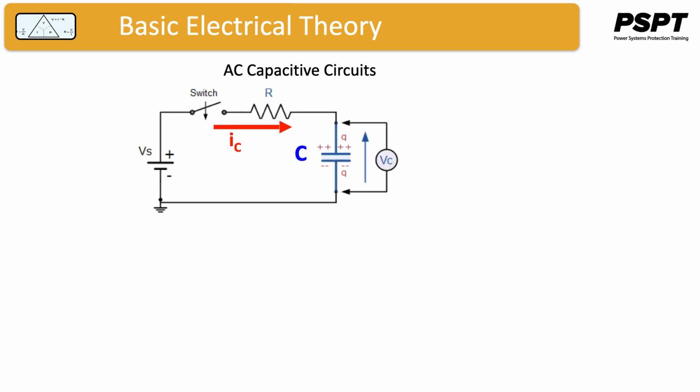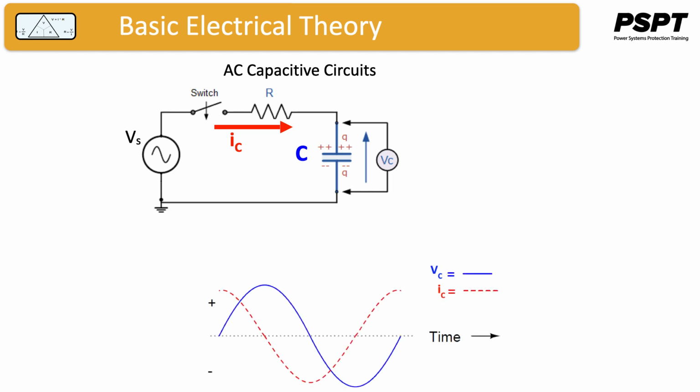Now let's change the voltage source from a DC supply to an AC supply, keeping in mind the flow of electrons through the capacitor is directly proportional to the rate of change of voltage across the capacitor. This opposition to voltage change is another form of reactance. This is similar to an inductor, but with the roles of the current and voltage descriptions reversed. In this case, the current through the capacitor reacts against the change in the voltage across it. Therefore, the instantaneous current is zero whenever the instantaneous voltage is at a peak.